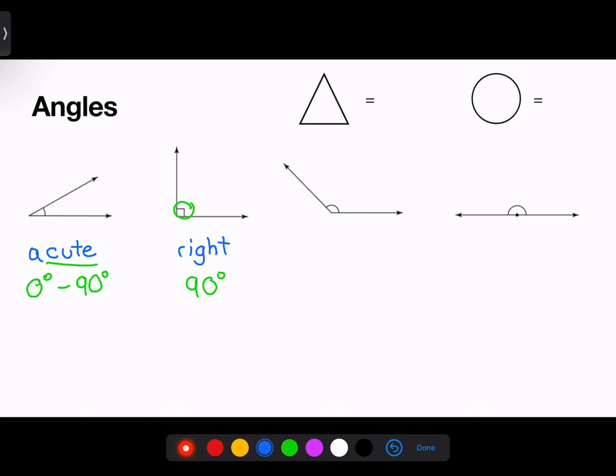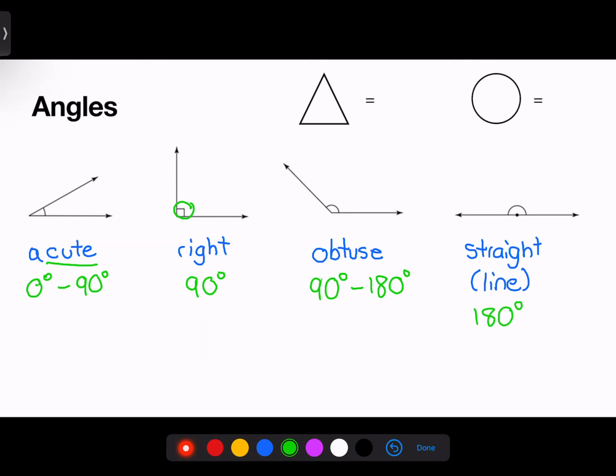The next angle is an obtuse angle. This angle is between 90 and 180 degrees. The last angle is technically a line, but we call this a straight angle. It is exactly 180 degrees.